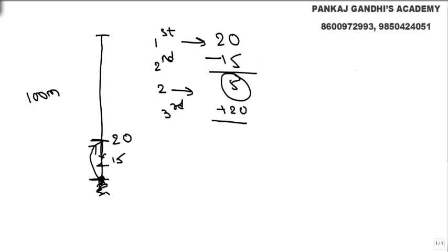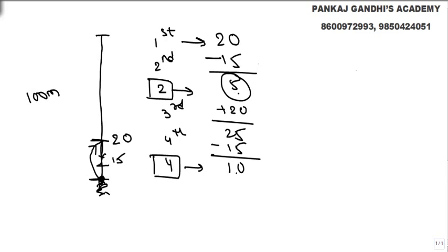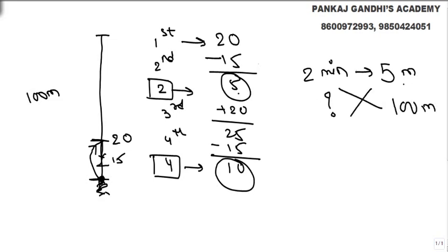Third minute it will go up 20, that is 25. Fourth minute it will come down 15, that is 10. Means after 2 minutes it has reached 5, after 2 more minutes it has reached 5. 5 and 5, 10. So now what if we say, in 2 minutes the monkey goes up 20, comes down 15. So in 2 minutes it goes up 5 meters. In how many minutes will it go 100 meters? 2 minutes 5, how many minutes 100?